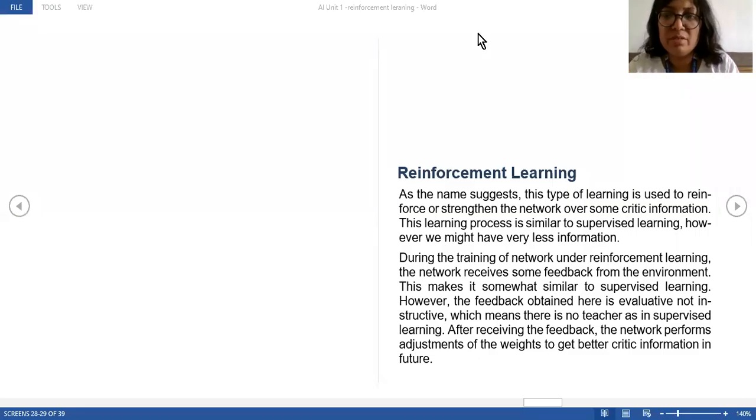Good morning, student. Today's topic is reinforcement learning. So the first one is, I explain what reinforcement learning is.